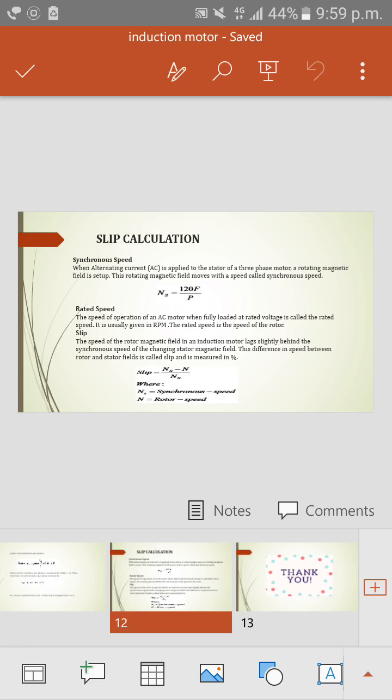Slip. The speed of the rotor magnetic field in the induction motor lags slightly behind the synchronous speed of the changing stator magnetic field. The difference in speed between the rotor and the stator fields is called slip, and it is measured in percentage. Slip is equal to (ns minus n) by ns, where ns is the synchronous speed and n is the rotor speed, in revolutions per minute. The rated speed is the speed of the rotor. Slip.